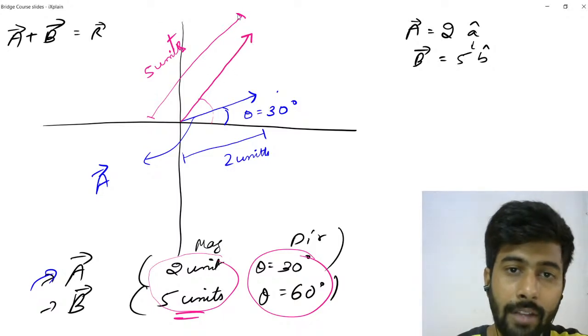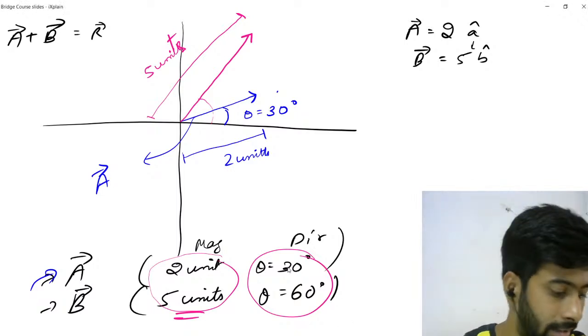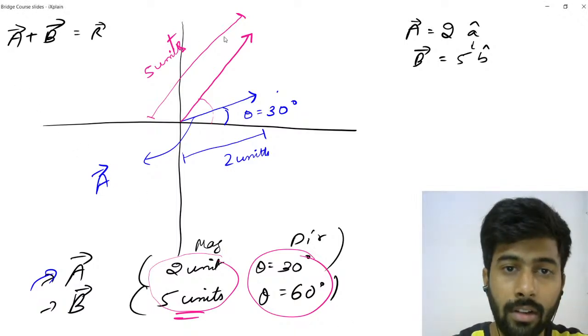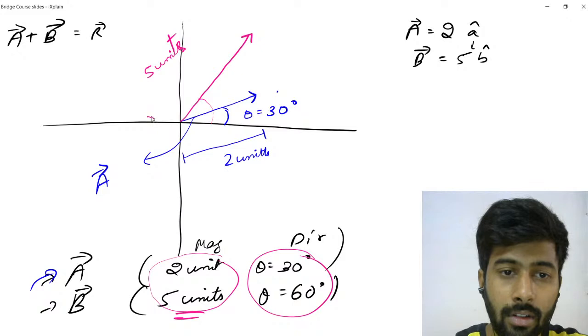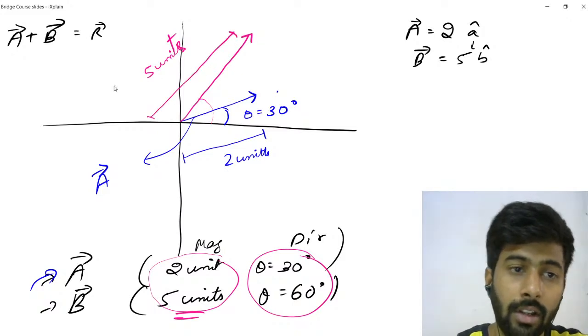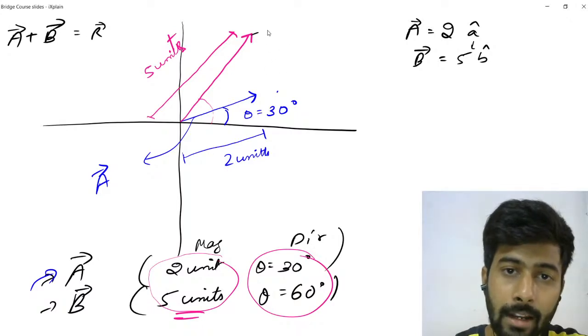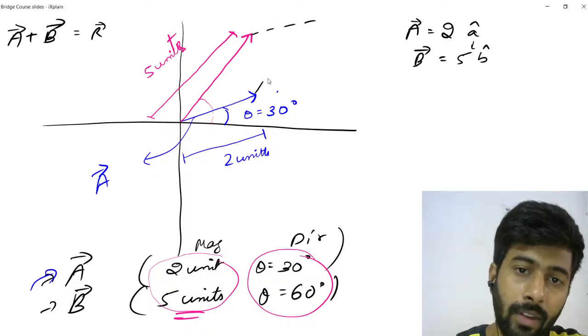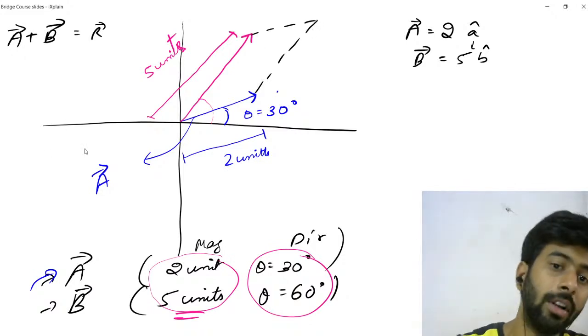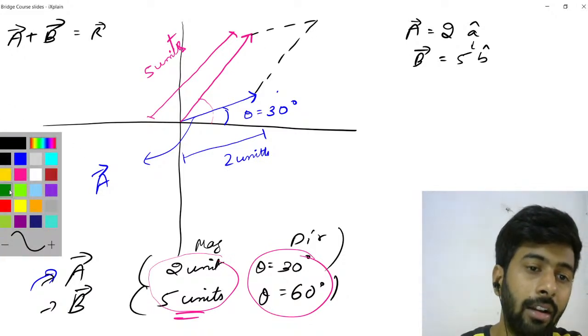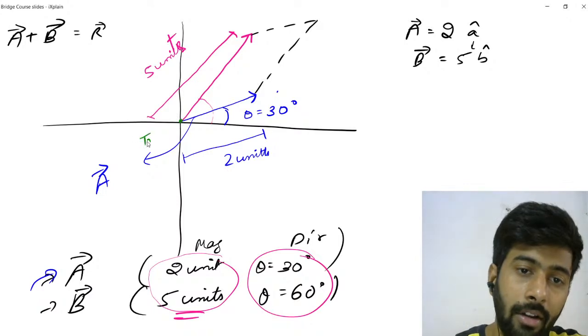So this B is of length 5 units. Do not take this, these drawings are not for scale. 5 units. Okay. So step 1 is to draw a parallelogram using these two. Let me do that. And then step 2 is to pick that diagonal which starts from their tail and goes through the parallelogram.